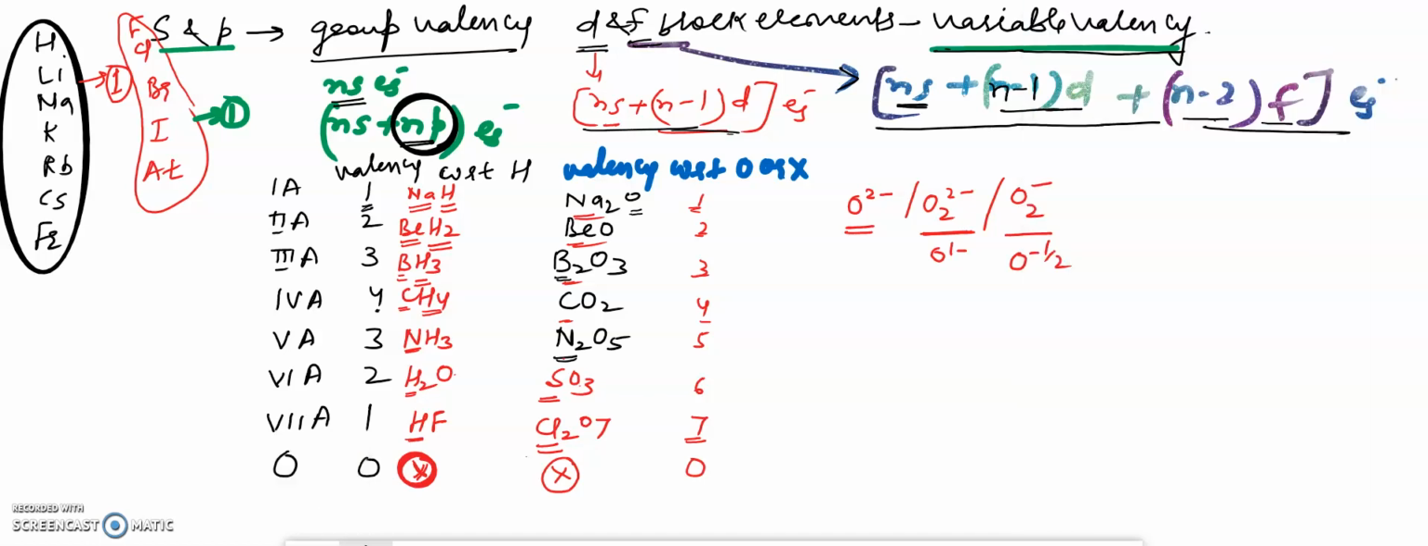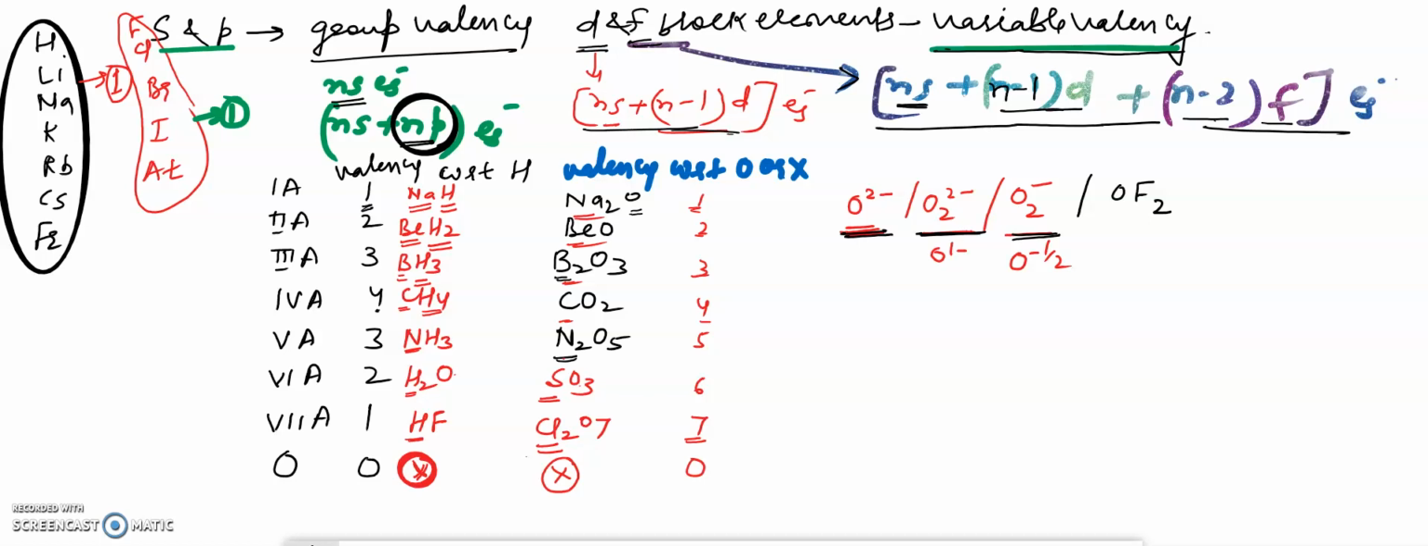Now see here, this is oxide, this one is peroxide, and this one is superoxide. So oxygen can have 2 minus or 1 minus or minus half charge depending upon the nature of the oxide, whether it is oxide, peroxide or superoxide. Oxygen can also be different in OF2.